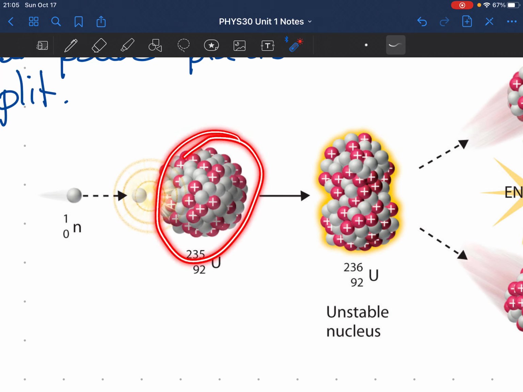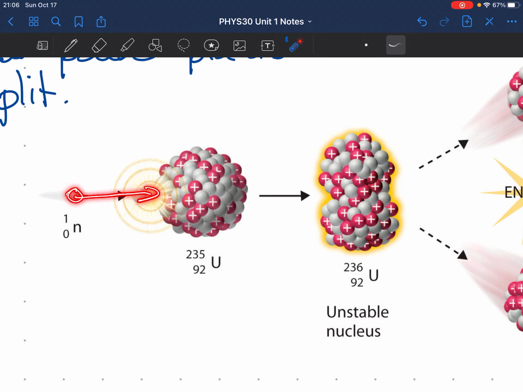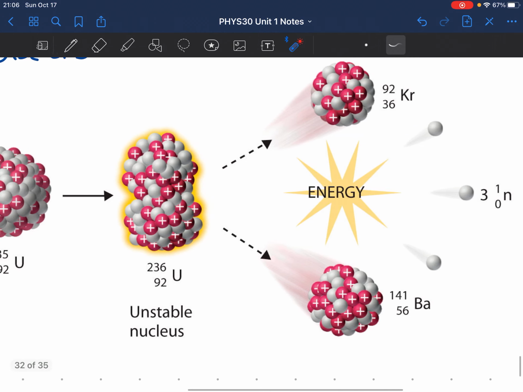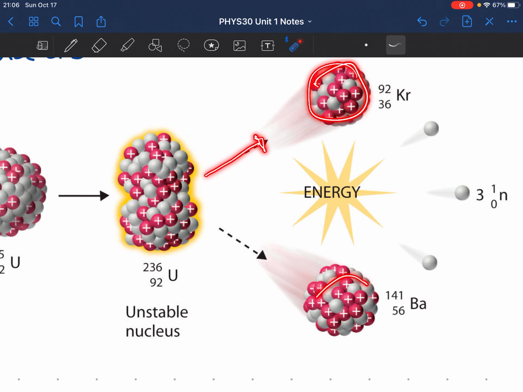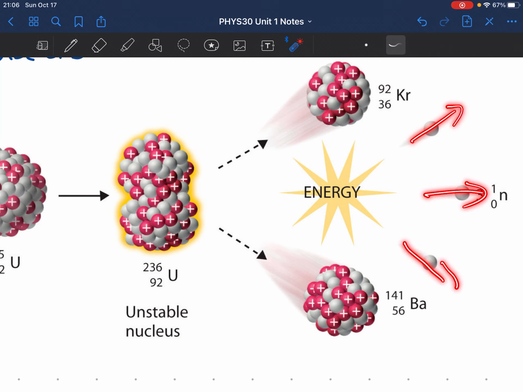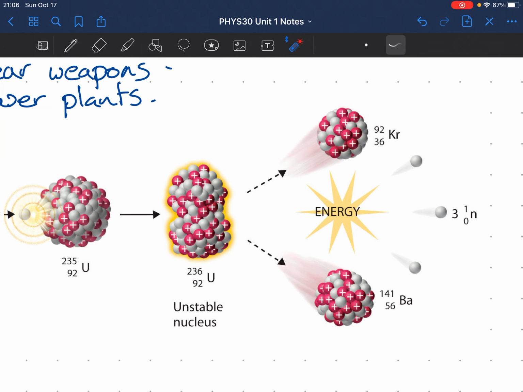It's uranium-235, so we've got uranium-235 here. I'm going to zoom in. Uranium-235 has this roughly stable nucleus. You shoot a neutron at it. It becomes uranium-236. Uranium-236 is an unstable nucleus, so it is going to decay. It decays into a krypton nucleus and a barium nucleus. It releases some energy as gamma radiation, and it also releases 3 high-energy neutrons.